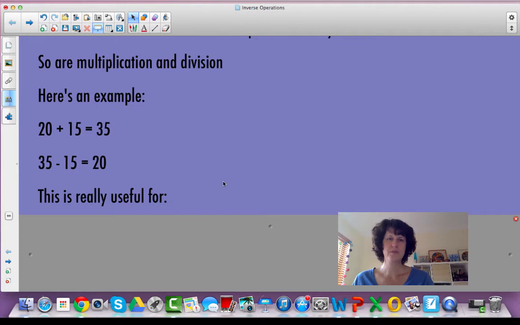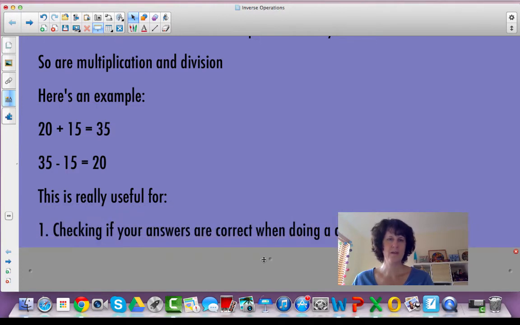This is really useful for 2 things. 1, checking if your answers are correct when doing a calculation. If you're using bigger numbers than this example here, then doing the inverse operation allows you to check if your answers are correct while having a fresh look at it. Sometimes if you're stuck, you think, oh, that number, I'm not sure if that's right. When you do the inverse, you go, oh yeah, it's the same. I've got the same number, so it must be right.